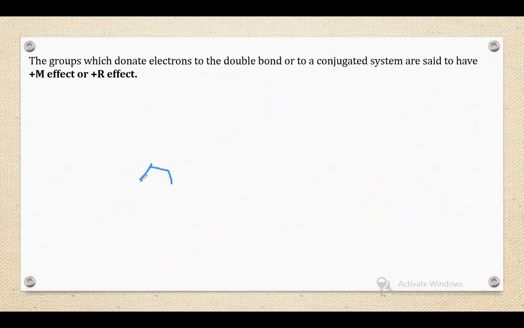C6H5NH2. What is this? Aniline. C6H5NH2 is called aniline. This is an NH2 group, and it can donate a pair of electron to the conjugated system. If these 2 electron donate to here, this carbon between nitrogen and carbon, what happens to this double bond? This double bond will shift here. If this electron cloud increases, then the double bond will shift to this cloud.